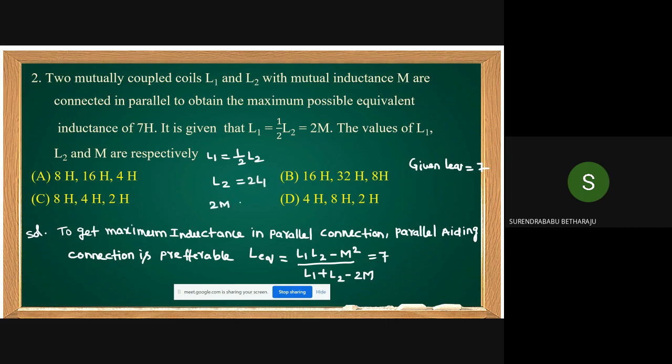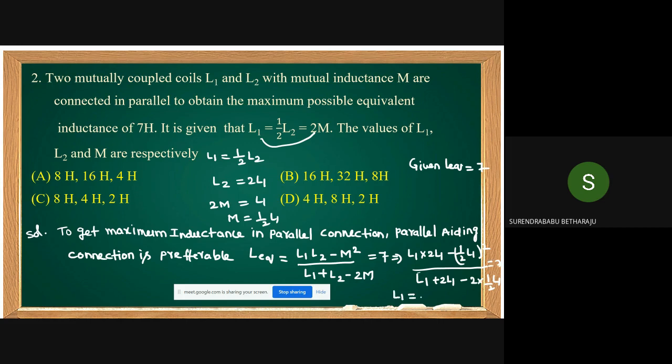2M equals L1 from this one. What is M equal to? Half L1. That I am substituting here. L1 into L2, which is 2L1, minus M squared, which is half L1 whole square, by L1 plus L2, which is 2L1, minus 2 into M, which is half L1. From this we can calculate, it is equal to 7.